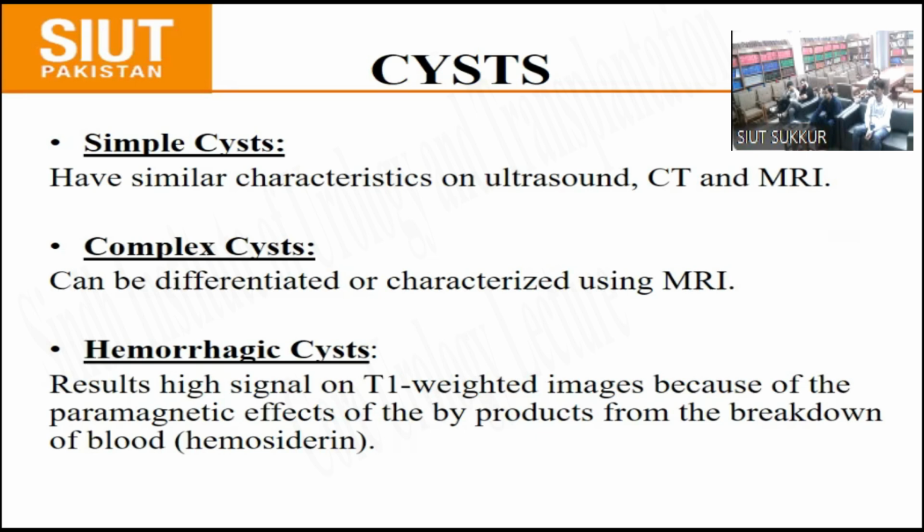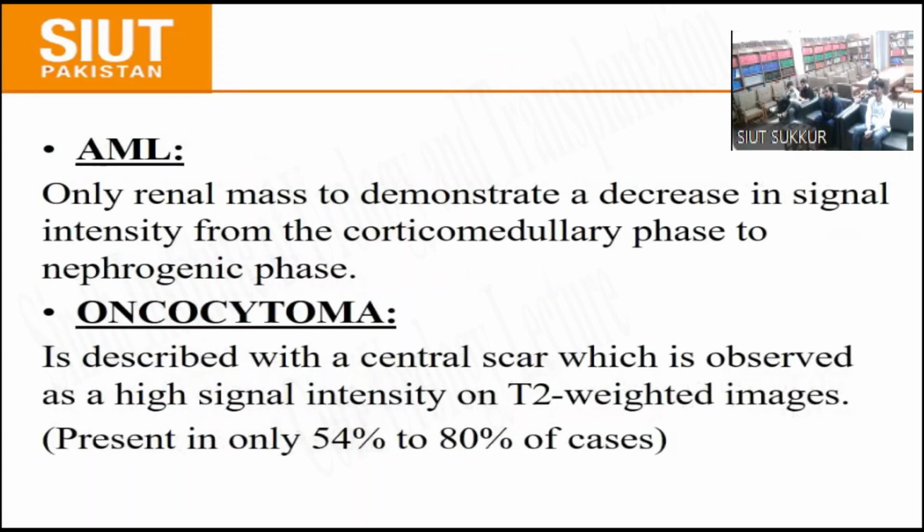Hemorrhagic cysts result in high signal on T1 weighted images because of the paramagnetic effects of the products from the breakdown of blood or hemosiderin. Angiomyolipoma is the only renal mass to demonstrate a decrease in signal intensity from the corticomedullary phase to the nephrogenic phase.